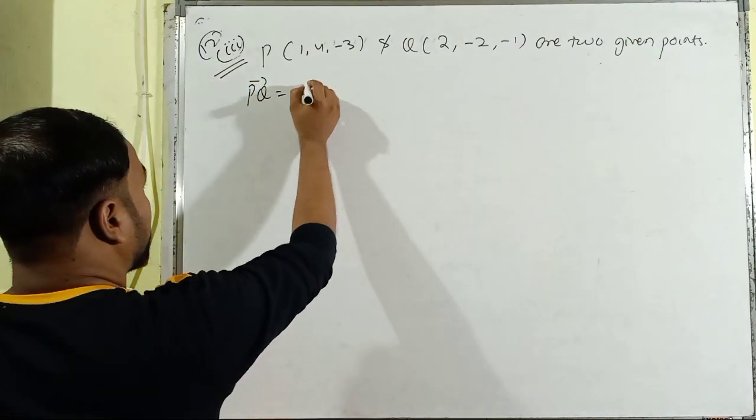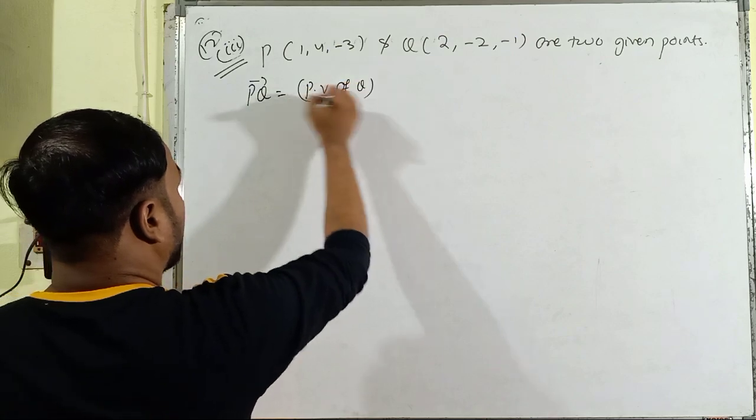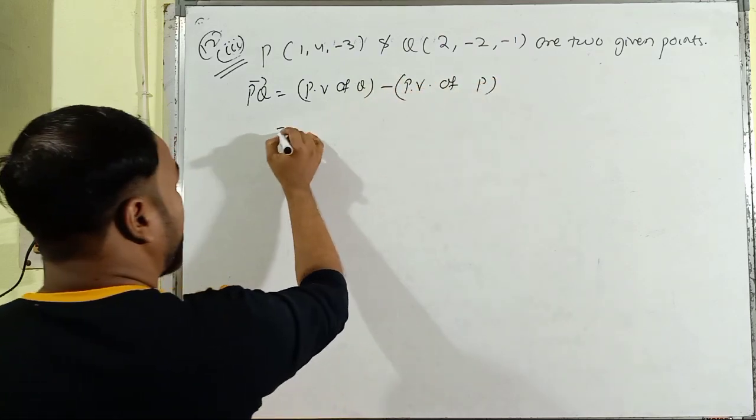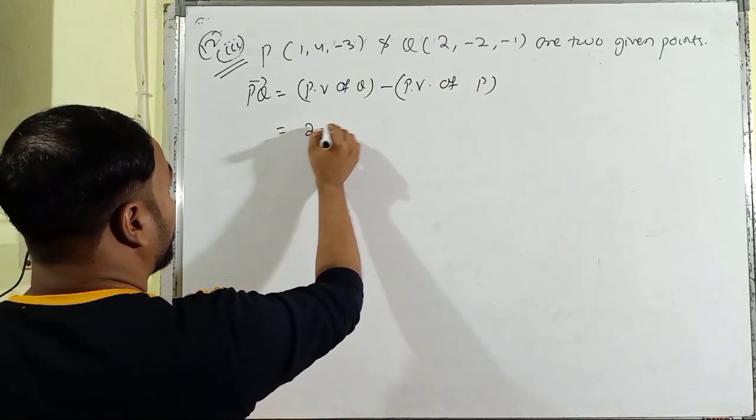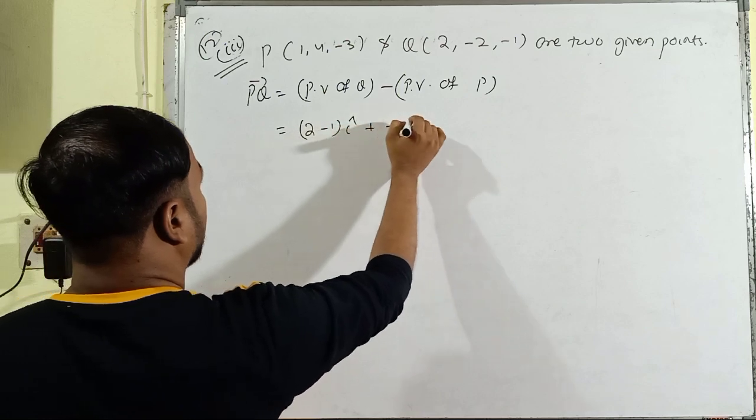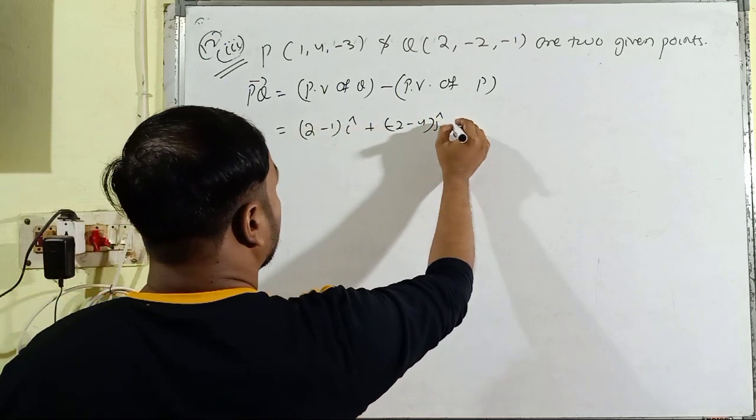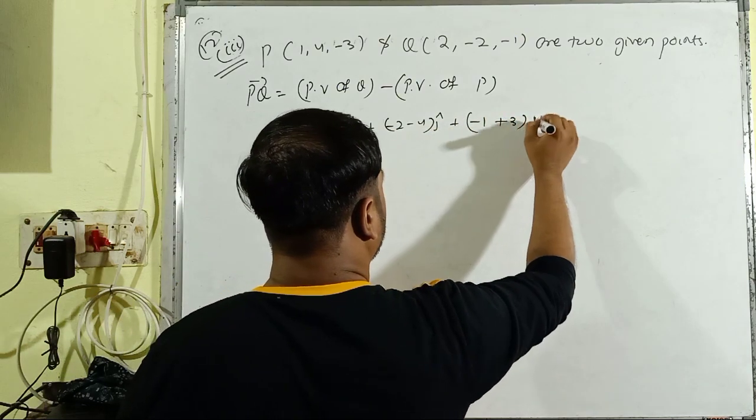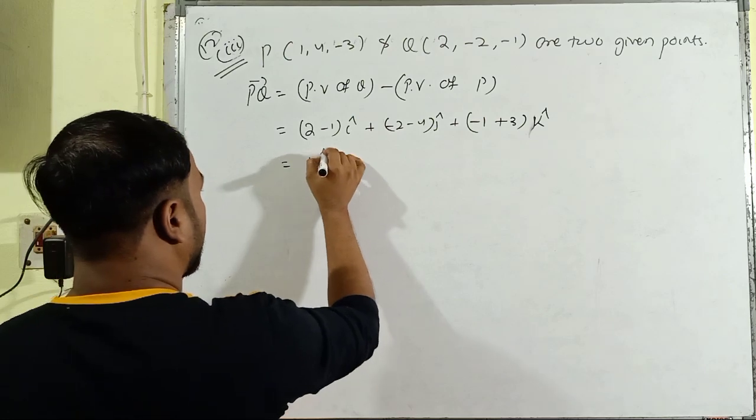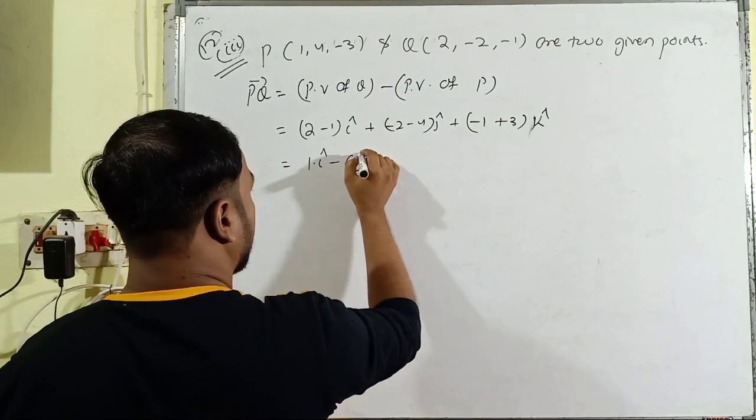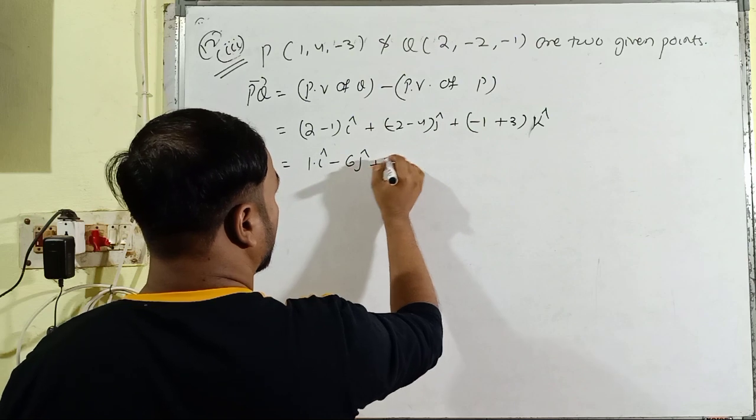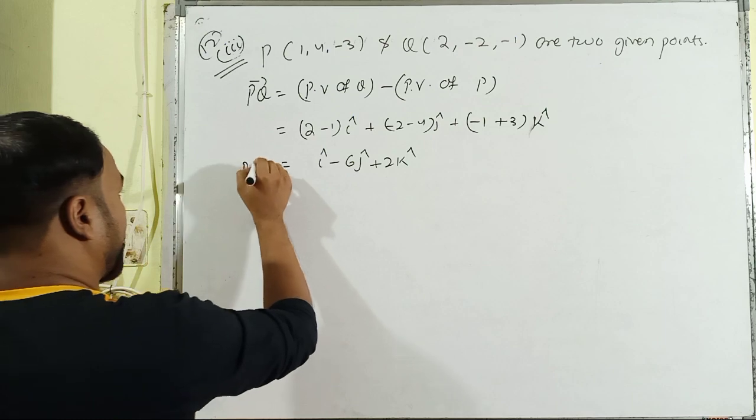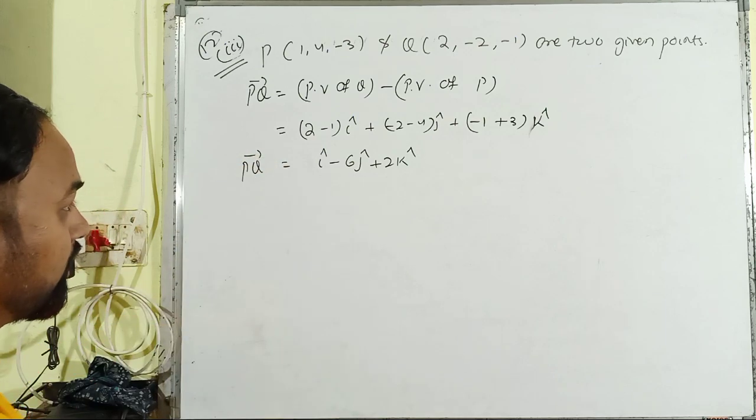So PQ vector is the position vector of Q minus the position vector of P, and here it is (2 - 1) i cap plus (-2 - 4) j cap plus (-1 + 3) k cap. Then it is 1 i cap minus 6 j cap plus 2 k cap. So here it is the PQ vector. Then you have to find out its scalar components.